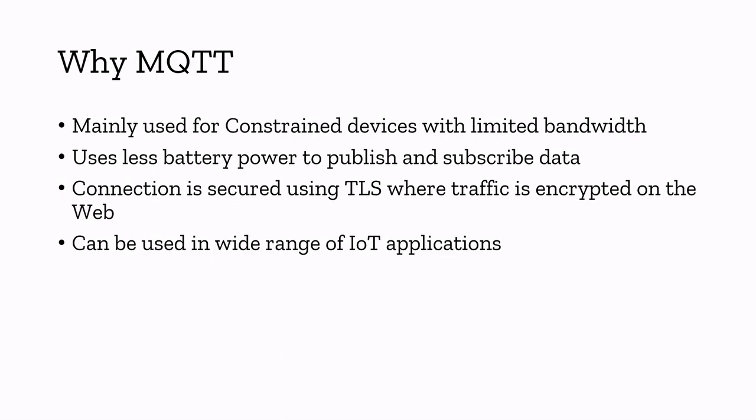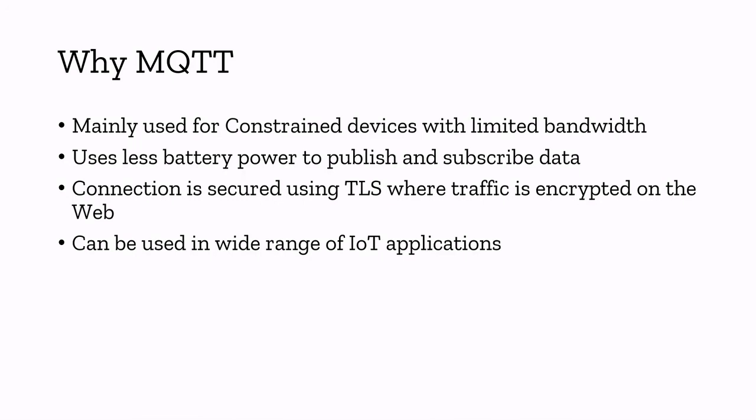Now, why MQTT? Why do I need to use MQTT? Let's take an example: you own a farmland and you want to monitor it by deploying some sensors around it. There is no proper network connection there, because farmlands are somewhere around the corner. You can use the MQTT protocol in such a scenario. MQTT is mainly used for constrained devices with limited bandwidth or limited battery. MQTT always uses less battery power to publish and subscribe data.